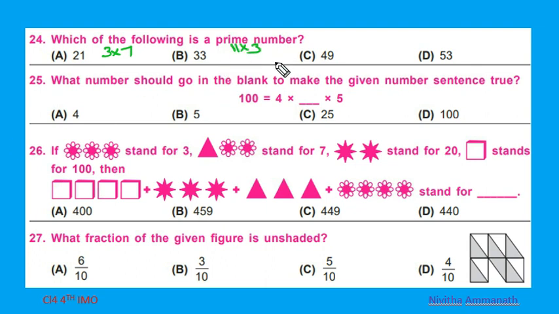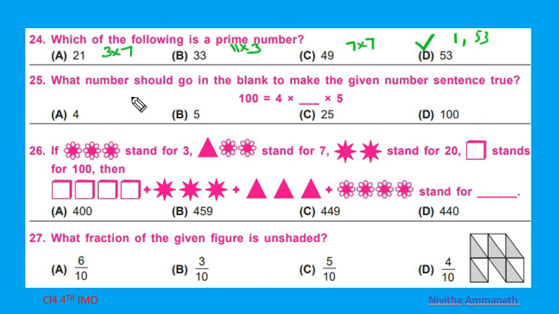So it's not a prime number. 49. 7 into 7 is possible. So it's not a prime number. 53 means only factors 1 and 53. No other factors. So D is the prime number. That is 53 is the prime number. D is the correct option.